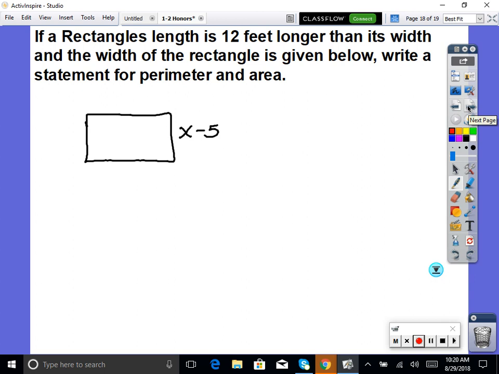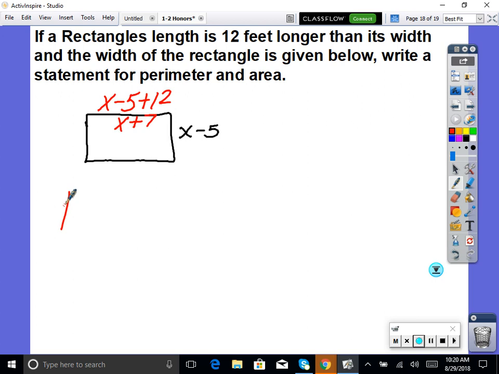Okay. Hey, question for you. You've got to be able to think a little bit. Let's just set this one up. It says, a rectangle's length is 12 feet longer than the width. The width is shown below. Give a statement for perimeter and area. So everybody, what do we know about the length? 12 feet longer than the width. What's the width? So we have an x minus 5, and then what are we doing to it? Add 12, which is x.